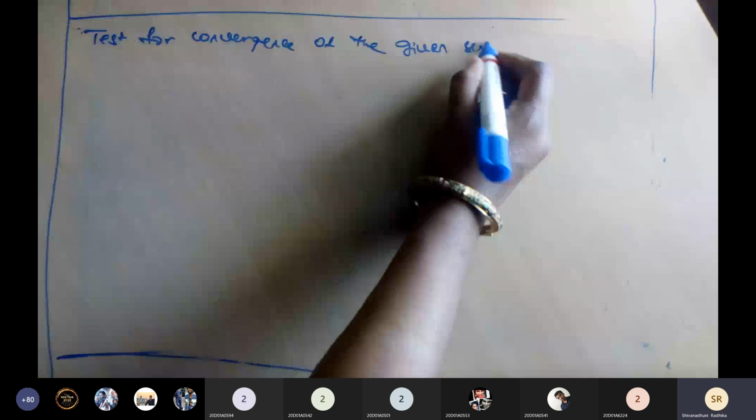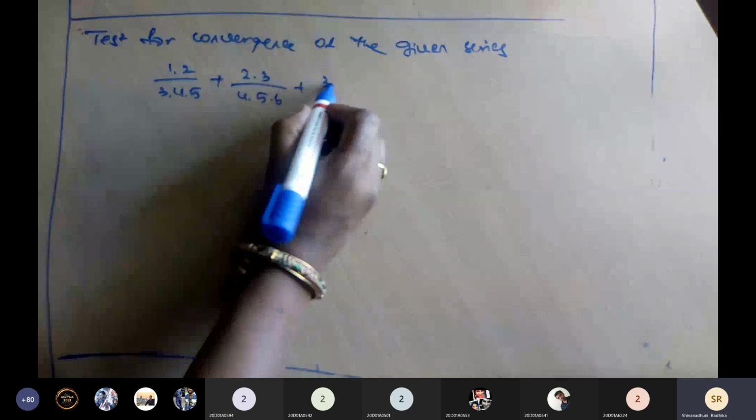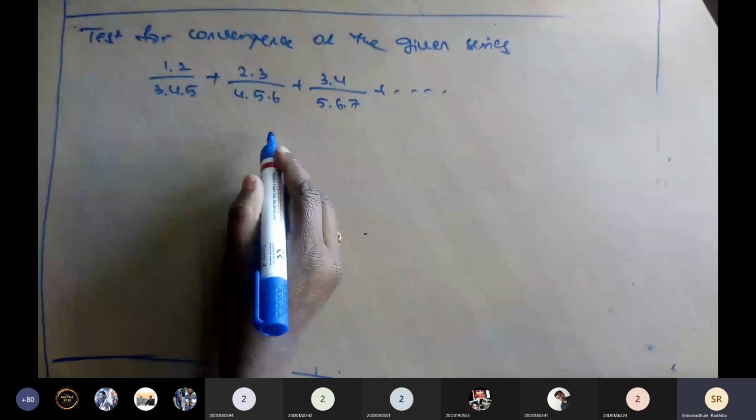1 into 2 by 3 into 4 into 5, plus 2 into 3 by 4 into 5 into 6, plus 3 into 4 by 5 into 6 into 7. This is an infinite series. I am giving one hint for you and you have to do this problem. Is this convergent or divergent? Right, all of you? Now this is an infinite series. This is not a short form. This is a lengthy form.